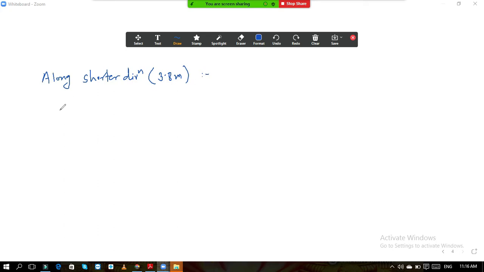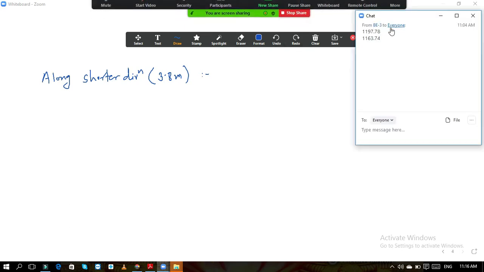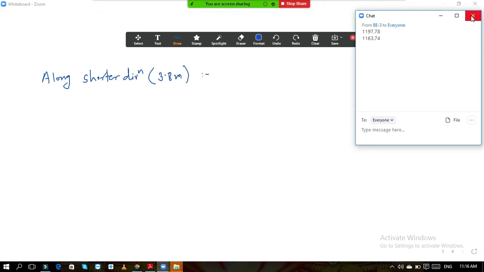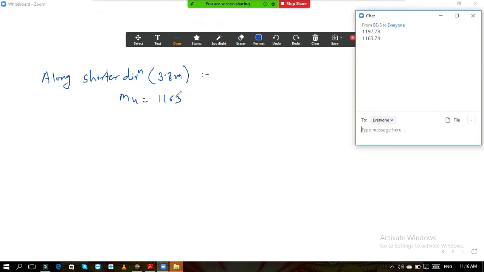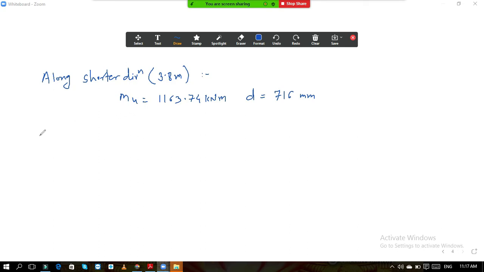So now how much is it? The values are, for this you know that your bending moment is 1163.74. Okay, and your depth is 716. So here your Mu is 1163.74 kilonewton meter, and your effective depth is 716. Okay, so now what we are going to do over here is calculate Ast.